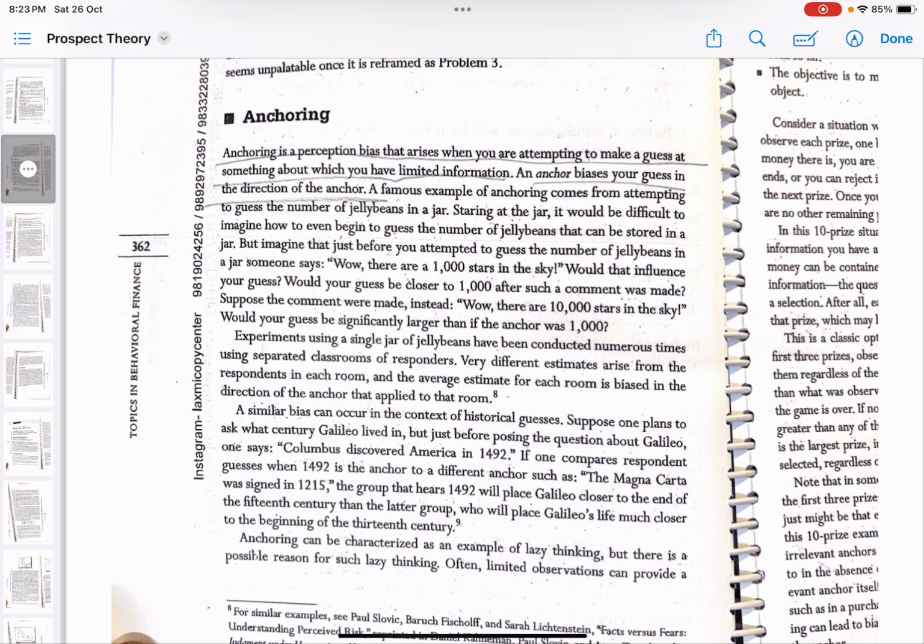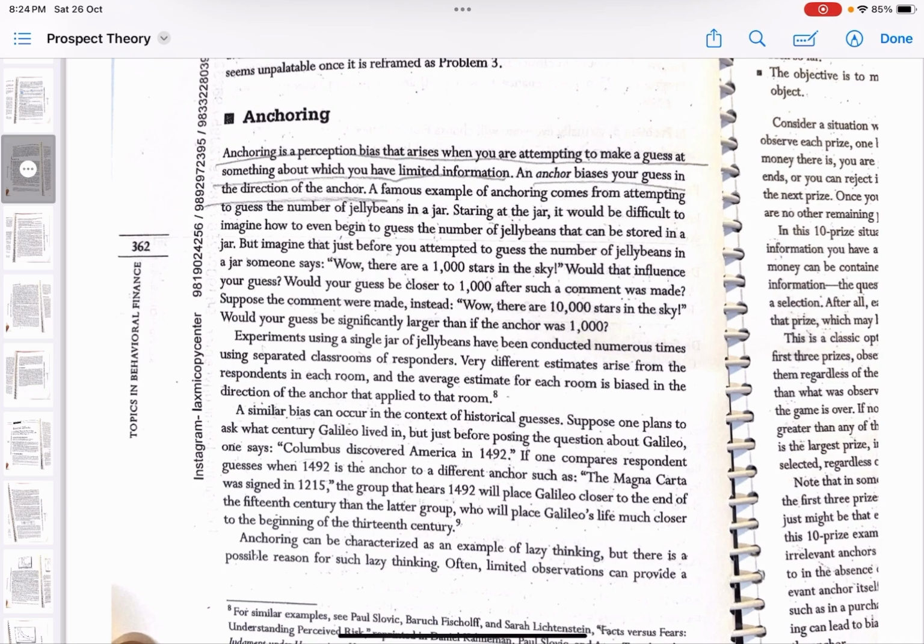Now, why does that happen? Because that anchor which you heard is going to influence the decision you make. The hint which was given to you, whatever decision you make, it will be basically biased, or it is going to be for sure affected by the anchor or by the thing which has been given.